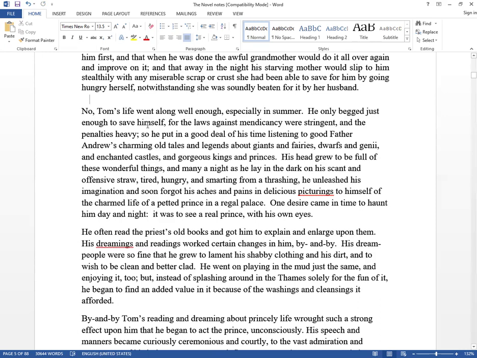Tom's life went along well enough, especially in summer. He only begged just enough to save himself, for the laws against mendicancy were stringent. Mendicancy means begging or beggars. Stringent means very strict, very tough.